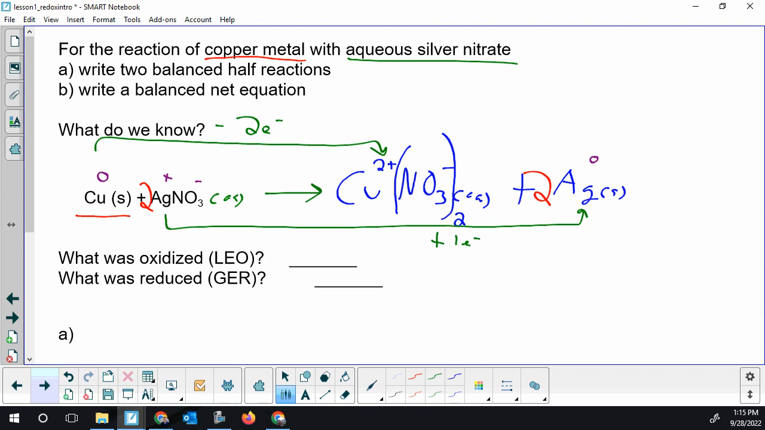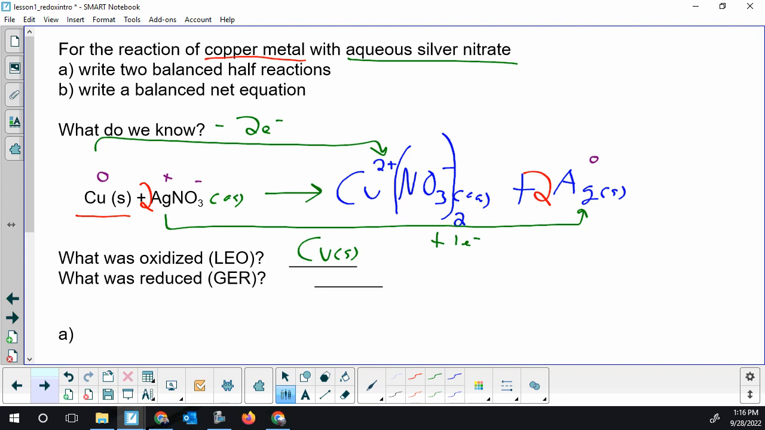So I have a little bit of a summary, a typical thing. You're going to get asked about what's oxidized, what's reduced. This is the first question on probably your first quiz. Different reaction. What was oxidized? Your brain is going to think Leo, losing electrons. So what reactant lost them? That's copper solid. You must tell me the charge.